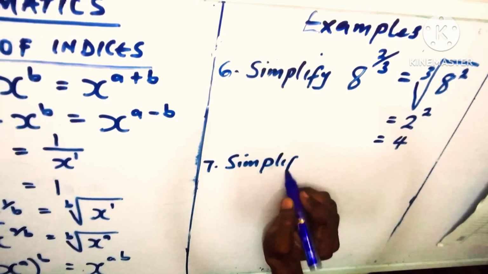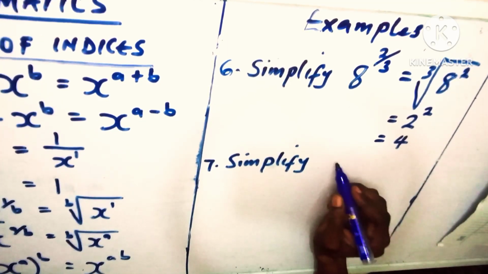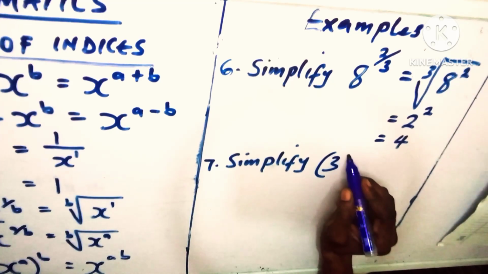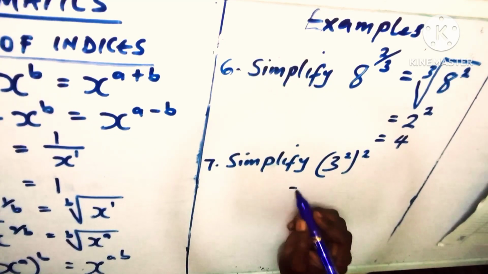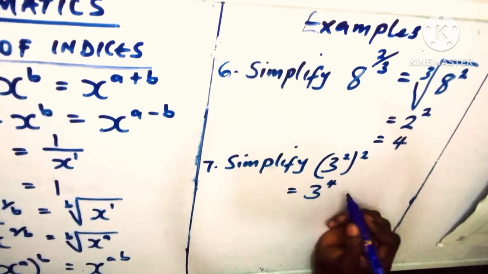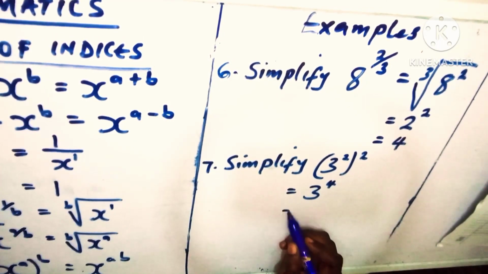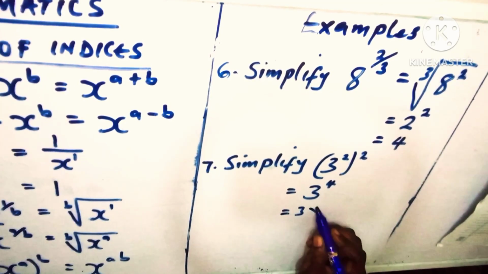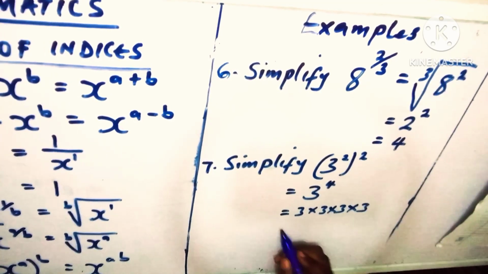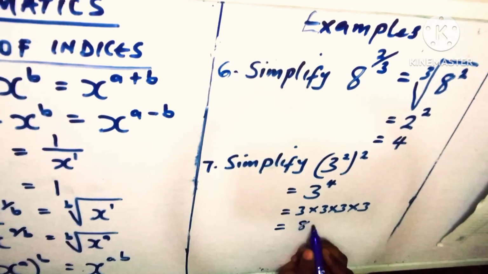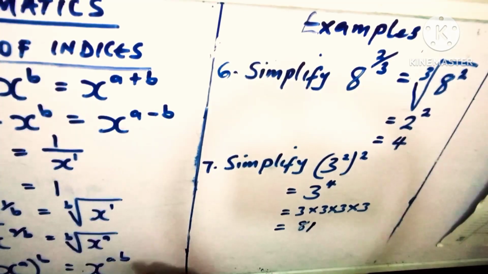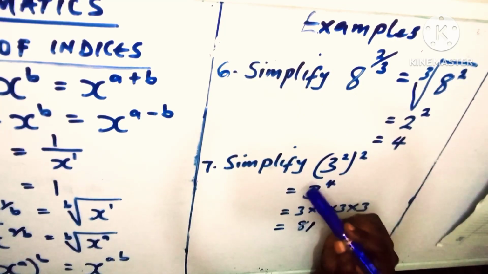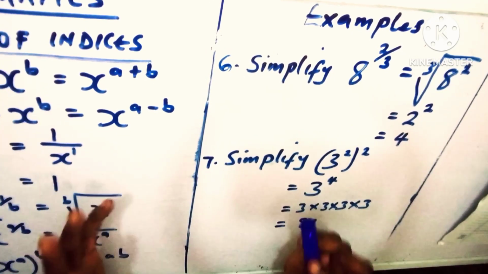Simplify. (3^2)^2. That will give us 3^4, which can further be done as 3 in 4 places: 3 times 3 times 3 times 3, which is equal to 81. As I said earlier on, the laws are arranged in no order, and we have seen the basic laws of indices and some examples.